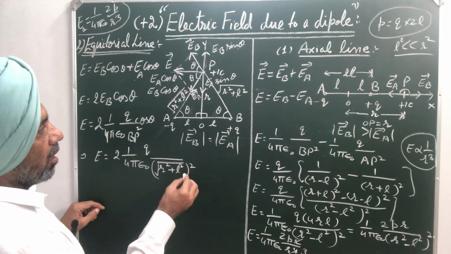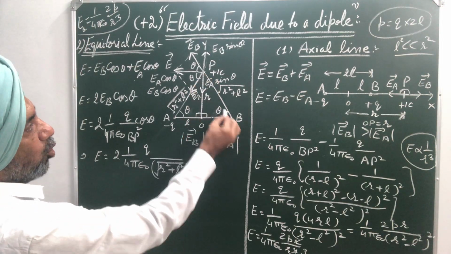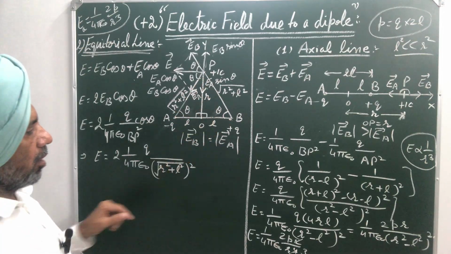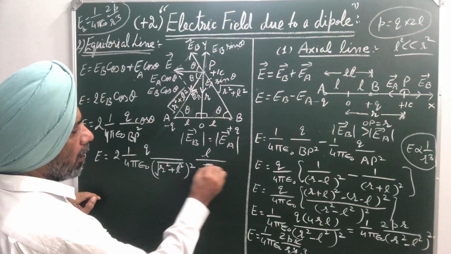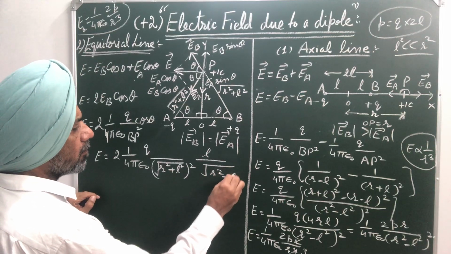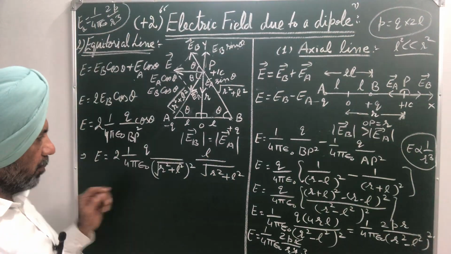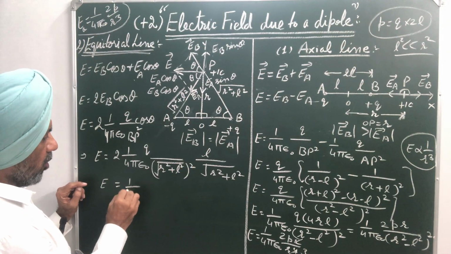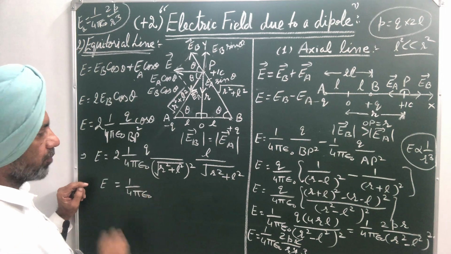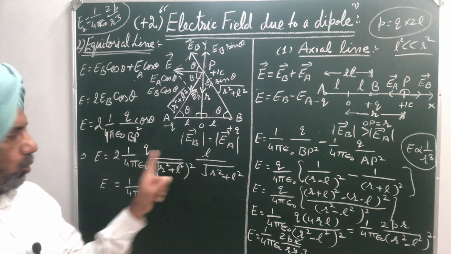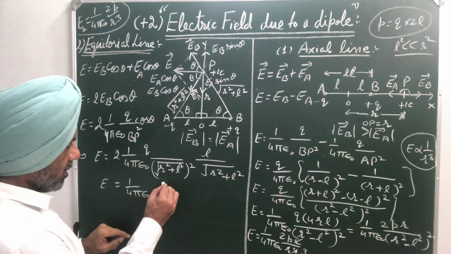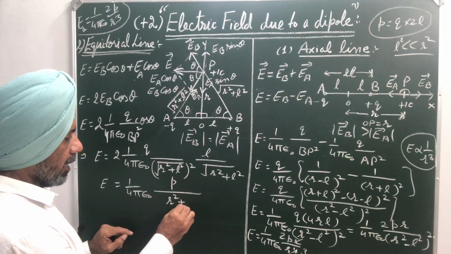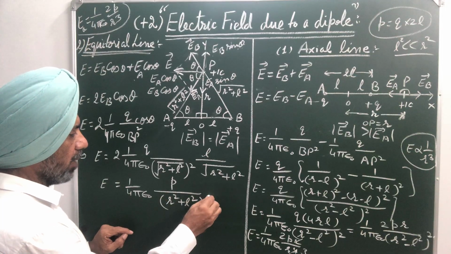And what is cos theta? Cos theta, from this right angle triangle OBP, is perpendicular over hypotenuse, L upon under root R square plus L square. I will simplify, so this square root cancels. So E comes out to be 1 upon 4 pi epsilon naught 2QL, and 2QL is again written as P. So P upon R square plus L square power 3 by 2.